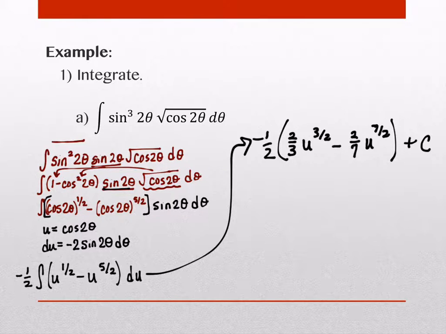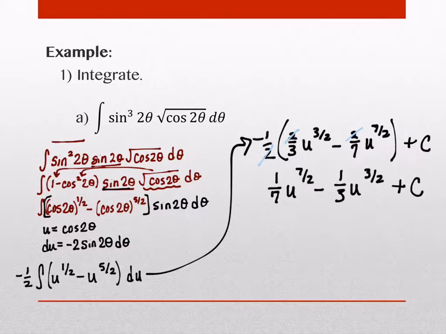I can clean that up with the 1/2 in the front, right? So this 2 can cancel with each of these 2's. The negatives will just switch my signs, so in a very real sense, I now have 1/7 u to the 7/2 minus 1/3 u to the 3/2. Yeah, I just multiplied through by a negative. I just switched the order.